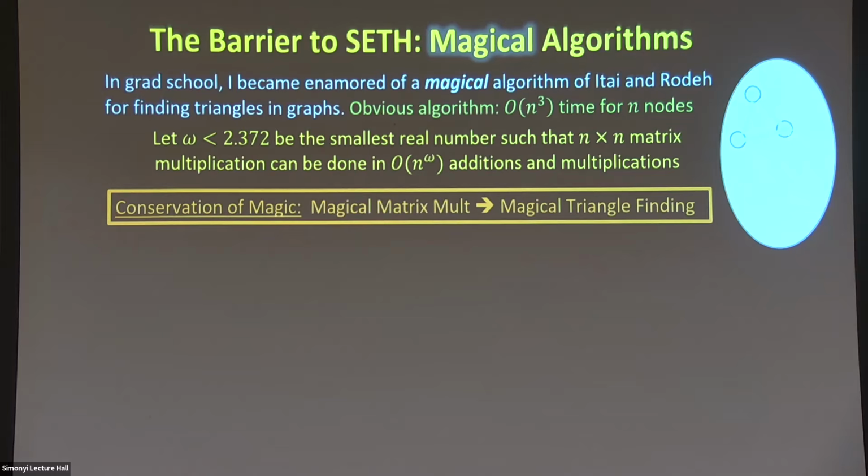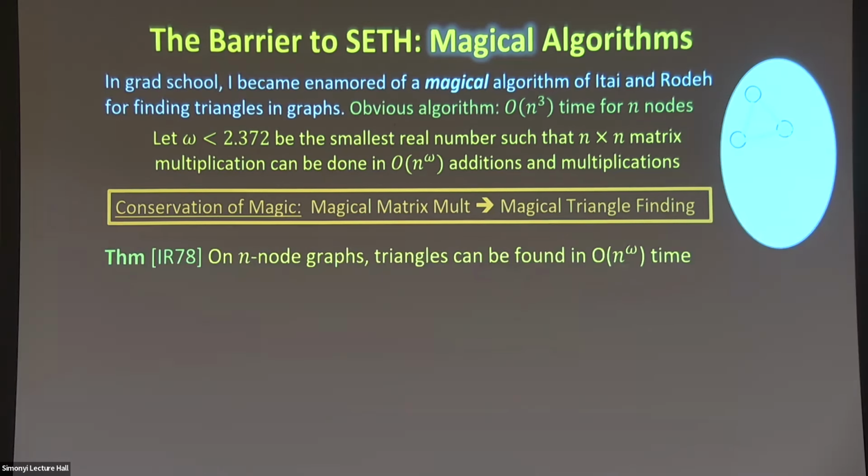So I believe in a sort of conservation of magic principle. If you find something that's sufficiently magical in one domain, it will yield magical solutions in other domains. Works in mathematics and in real life. Here I'm just going to show how magical matrix multiplication can be used to get magical triangle finding. So here's the theorem. In n-node graphs, triangles can be found in about n to the omega time. I have a search space of size n cubed, and I can somehow navigate it and search it in n to the 2.4 time, with no assumptions on what the graph looks like.